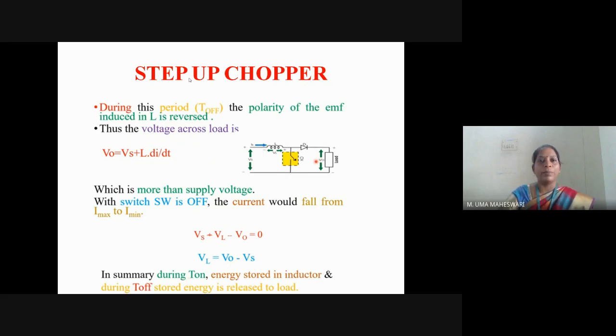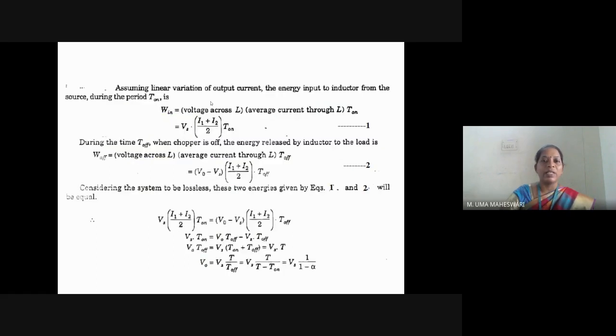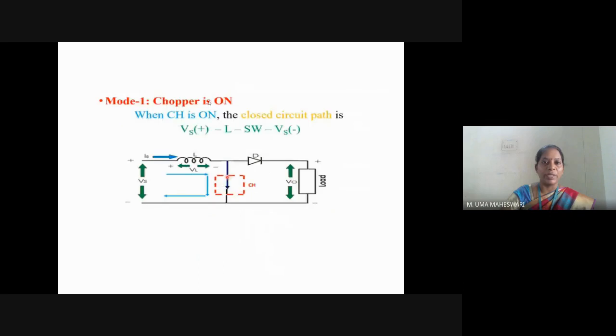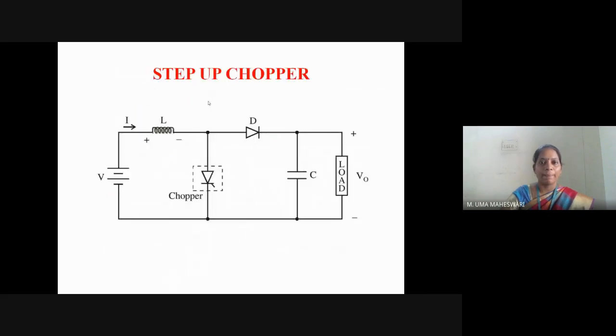In a step-up chopper, we know that the output voltage is greater than the input voltage. Such a chopper operation is known as a step-up chopper. In the step-up chopper, we will see the working mode of operation. So this is a step-up chopper.